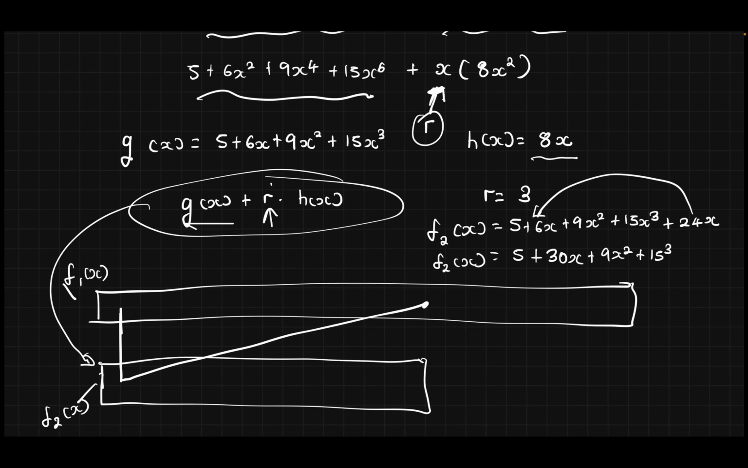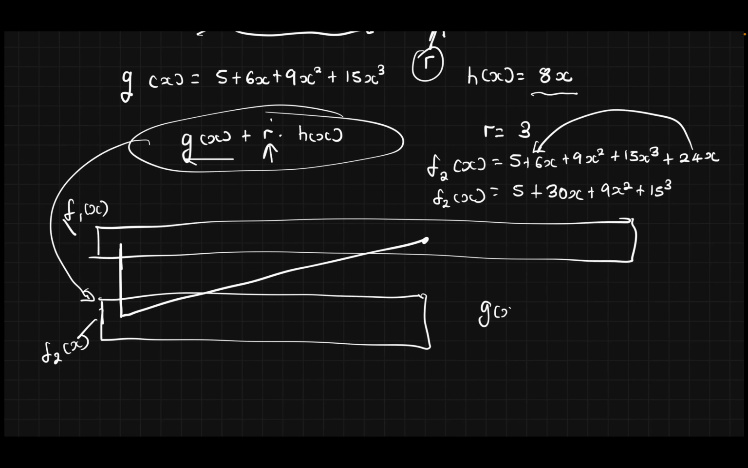Everywhere you see x, you use x squared. Like if you evaluate g of x at x squared, that's 5, then plus 6x squared, replacing the x. Evaluation is just wherever you see x, replace it with whatever is in here, right?